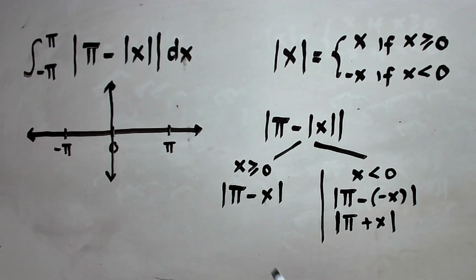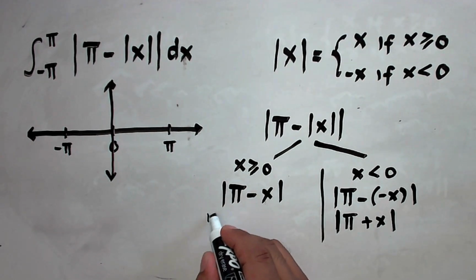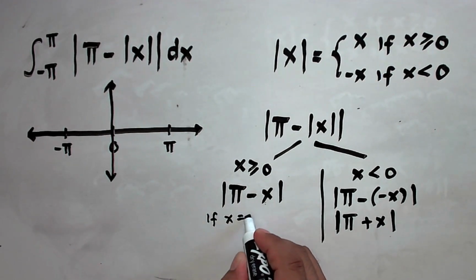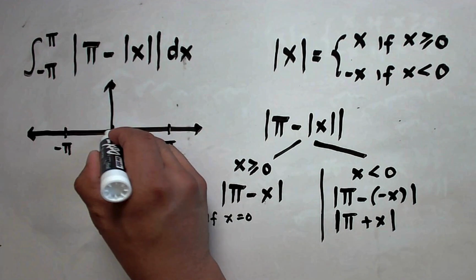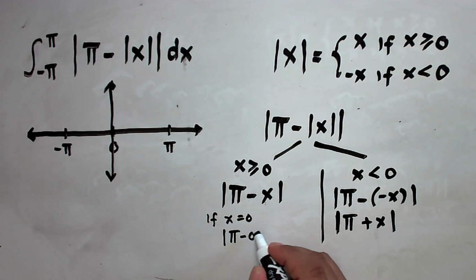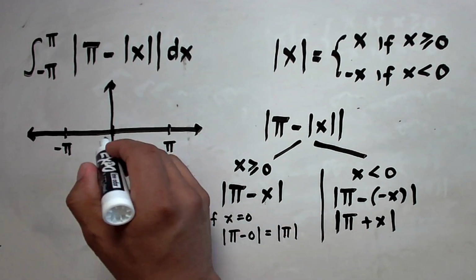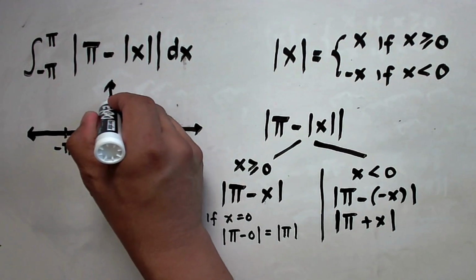Now, let's take values for x greater than or equal to 0. So if x equals 0, that means x is this point here. What is the value of the function? That becomes the absolute value of pi minus 0, which is equal to the absolute value of pi. So, when x is 0, y is pi.